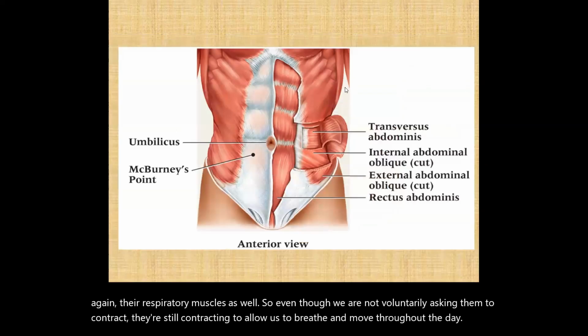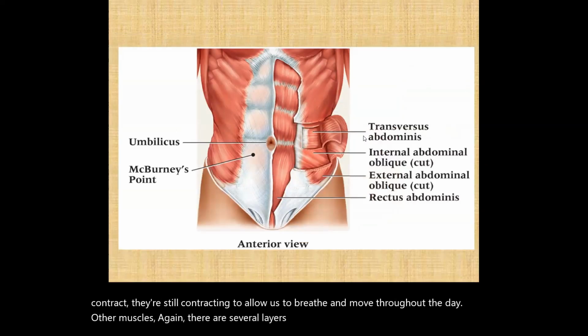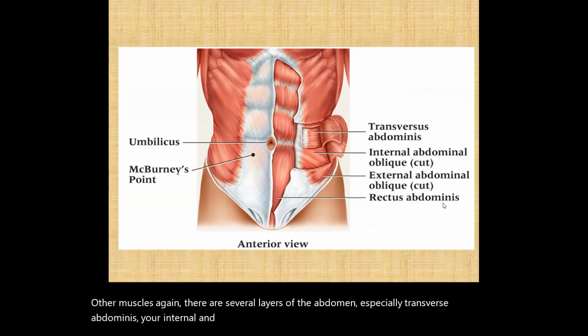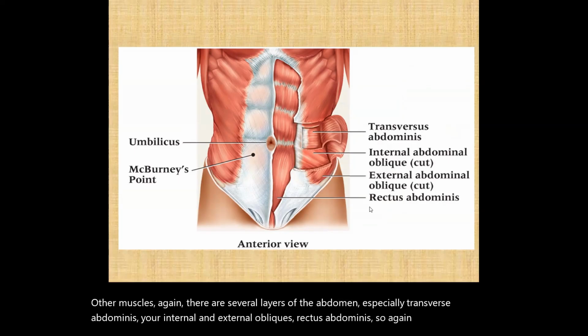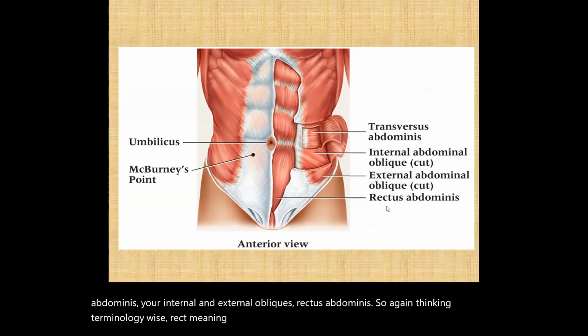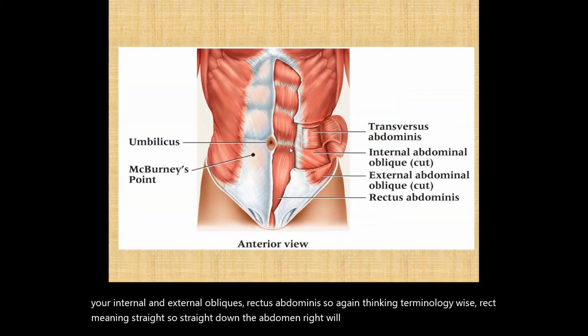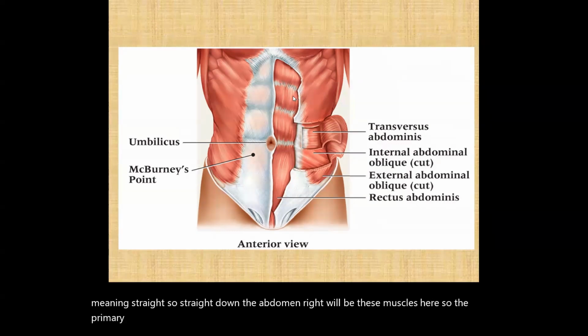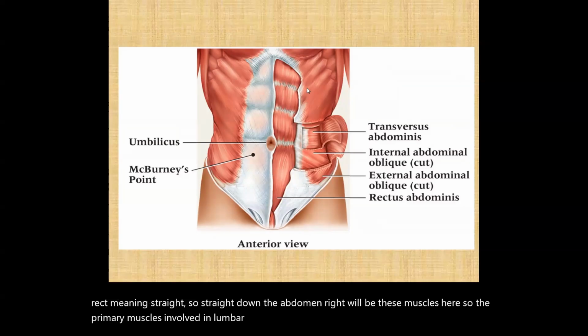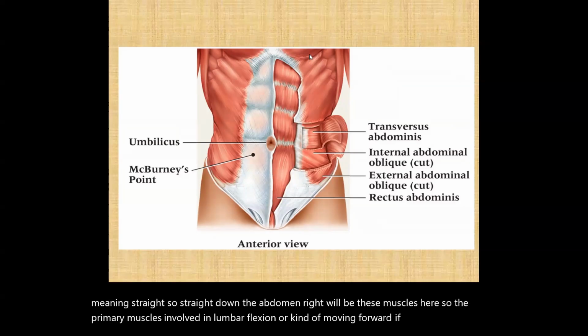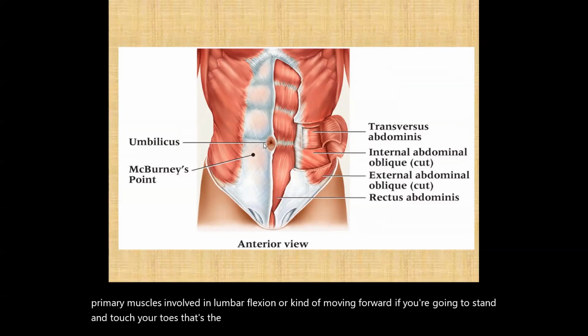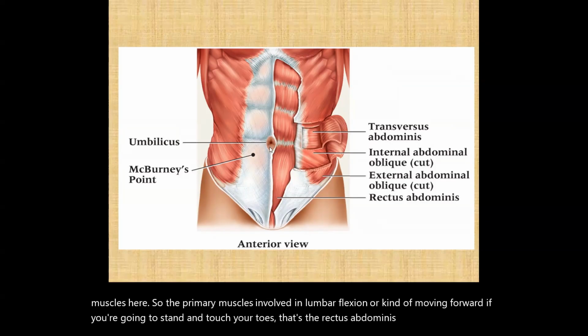Other muscles, again, there are several layers of the abdomen, especially transverse abdominis, your internal and external obliques, rectus abdominis. So again, thinking terminology wise, rect meaning straight. So straight down the abdomen will be these muscles here. So the primary muscles involved in lumbar flexion or kind of moving forward. If you're going to stand and touch your toes, that's the rectus abdominis function. Umbilicus, fancy word for just your belly button.